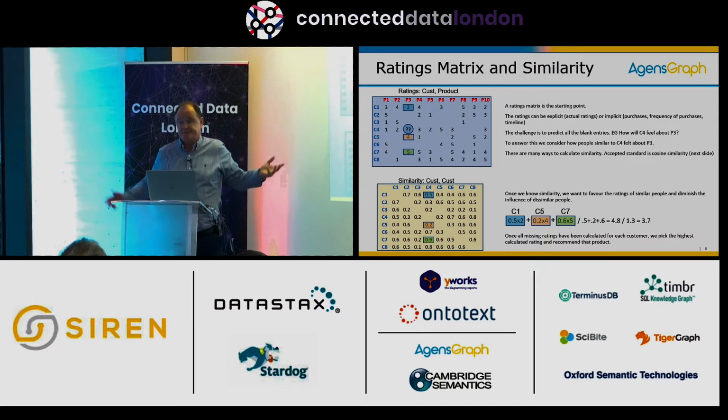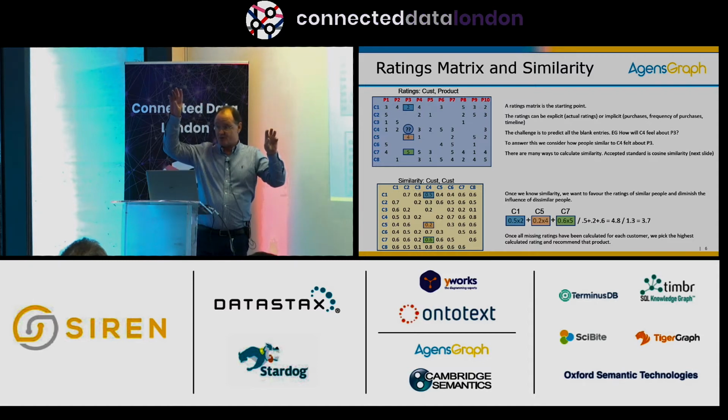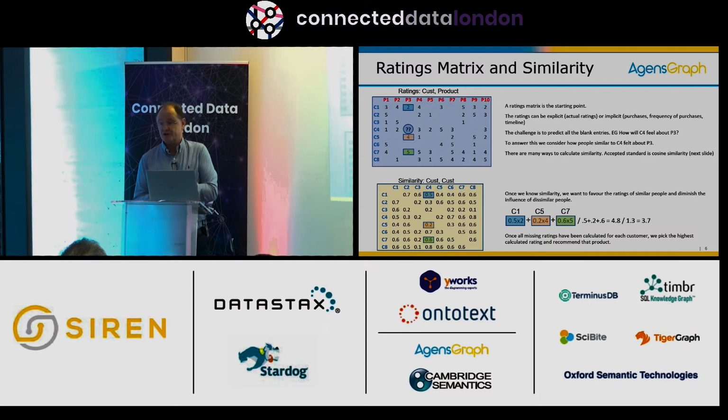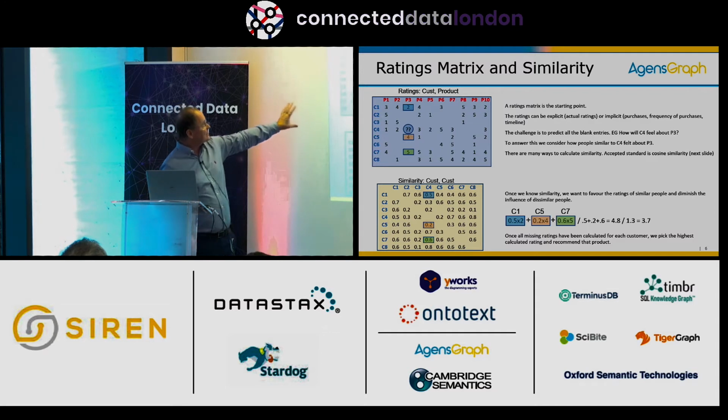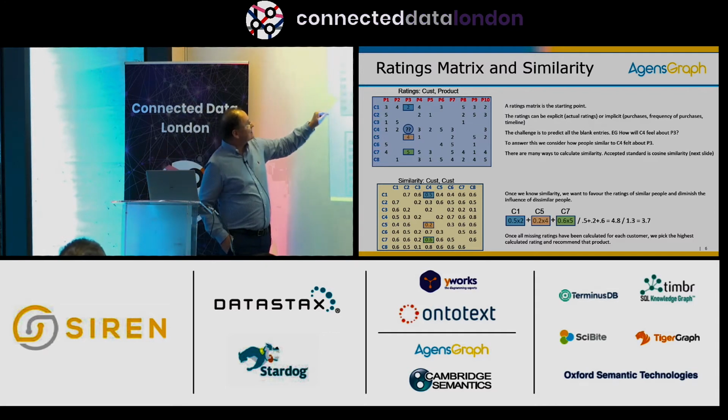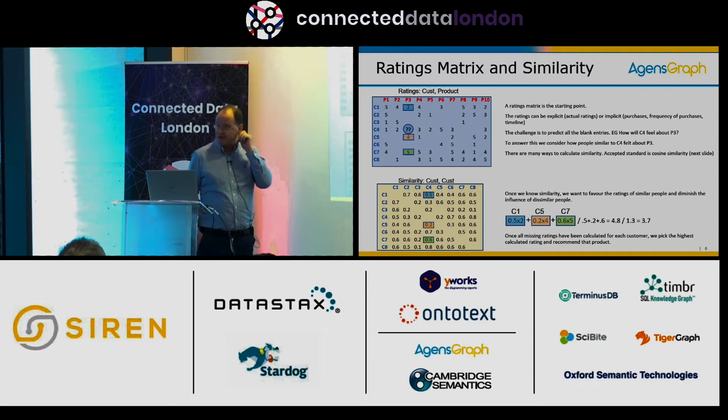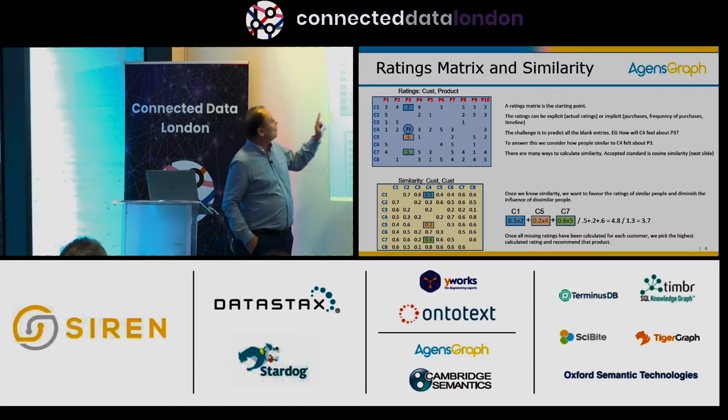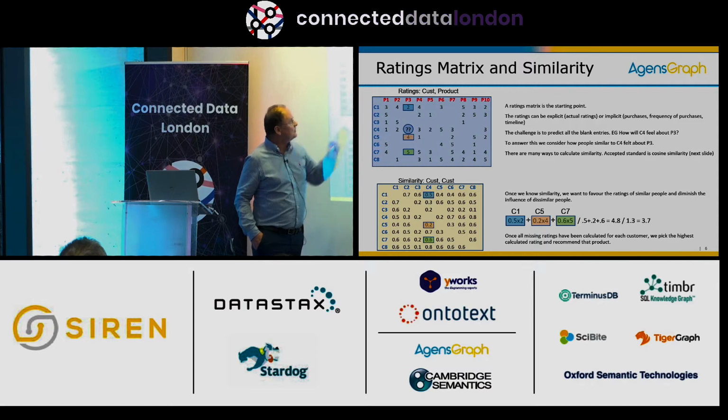Take Amazon: a couple of million products, a couple of billion customers. It'd be a horrifically sparse array. And graph databases are really good at sparse arrays, because I have a node for my customer and a node for my product, and only if there is a rating between them will I have an edge. So it's super efficient from a sparse matrix storage perspective. This is my starting point, and where there are blanks, it means that customer did not rate that product. So I want to know what the ratings are for all of the bits that are missing.